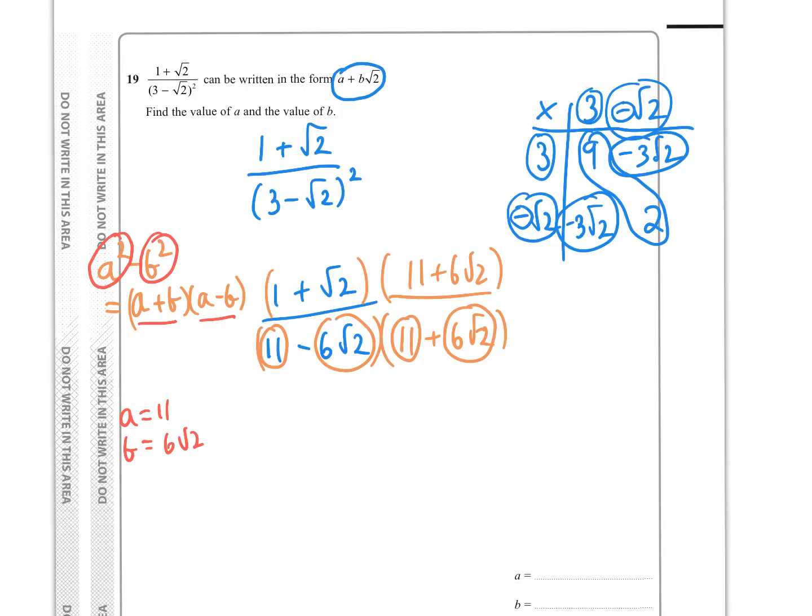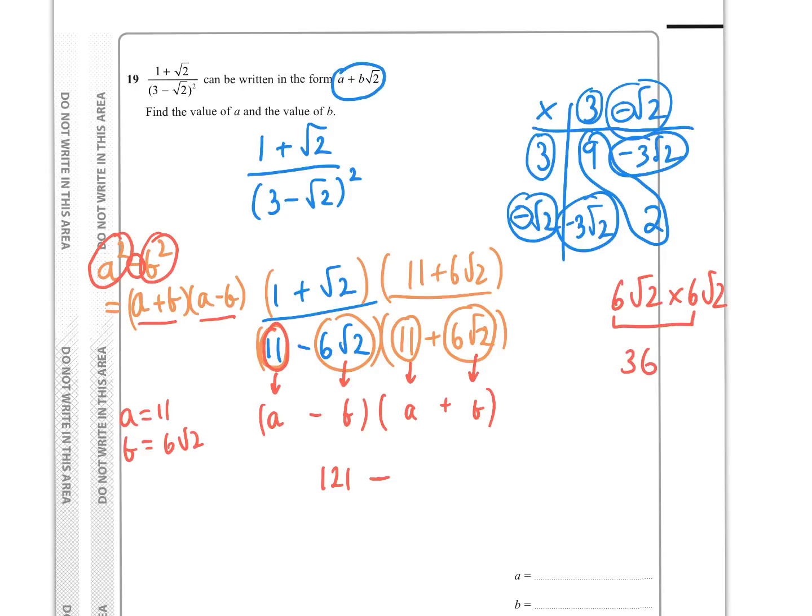Now, let's have a look. So we're saying that this is going to be our a in this case, this is going to be our b, so we've got a minus b. And then this is our a still, and this is our b. So we do have a minus b times a plus b, which is a squared, so 11 squared is 121, minus b squared. Well, 6 root 2 times 6 root 2, what's that going to be? Well, 6 times 6 is 36, and then root 2 times itself is just 2, so that's going to be 72. So the denominator is going to be 121 minus 72.